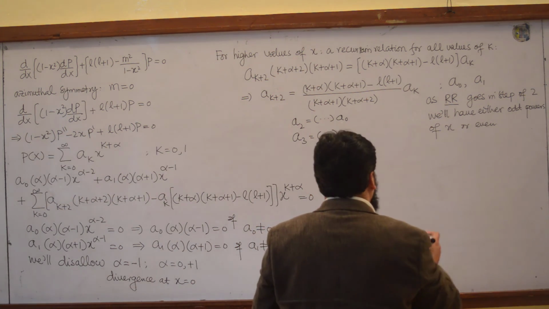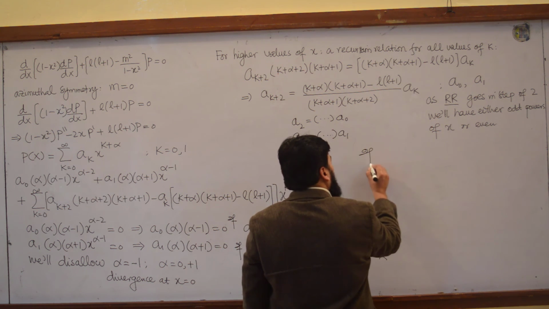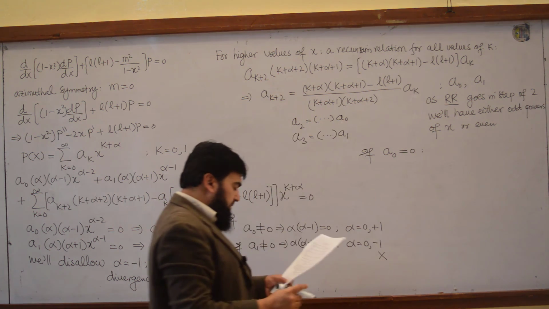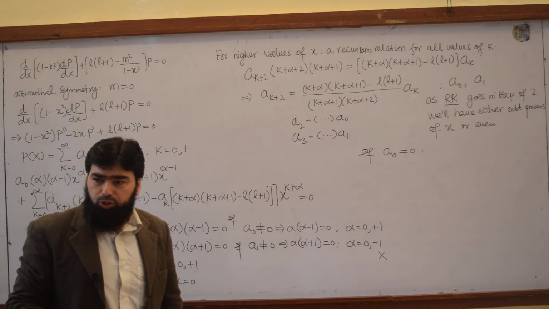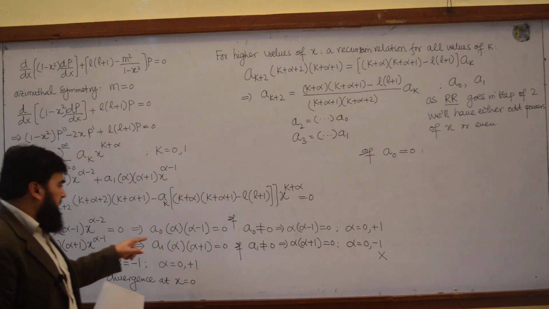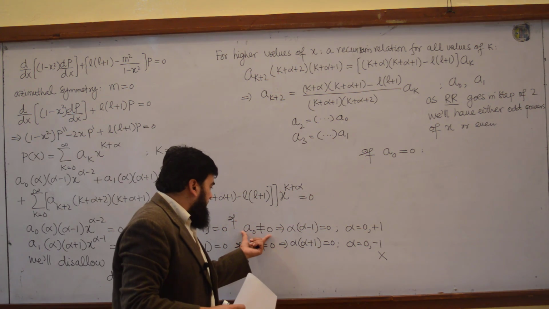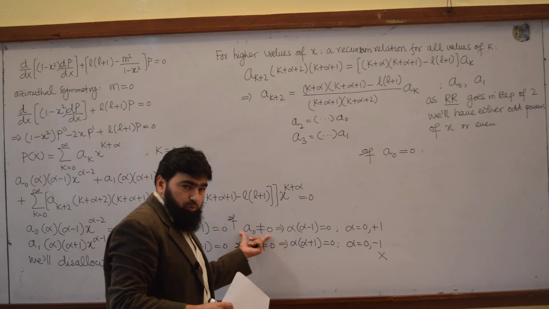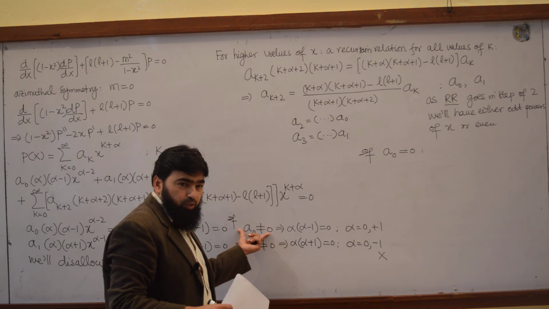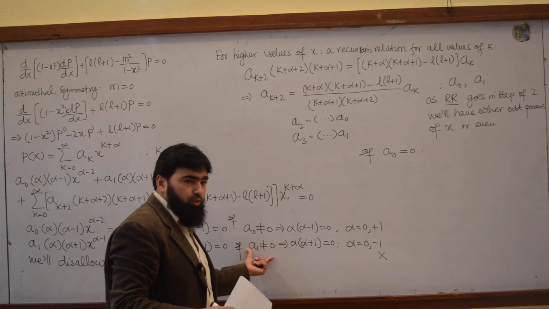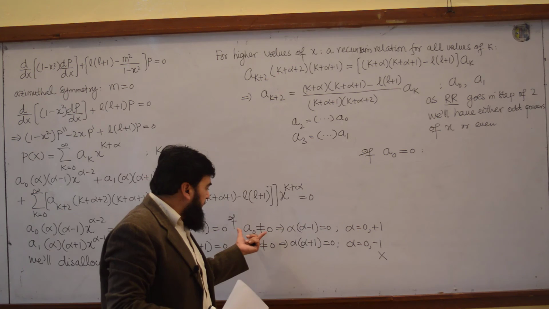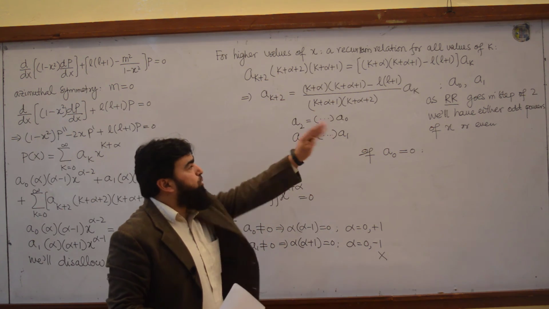Now let's say a0 is equal to 0, where we were having the supposition that a0 is non-zero. Now if a0 is 0, then should a1 be 0 or non-zero? It should be non-zero. Otherwise, if you say a0 is 0 as well as a1 is 0, then your whole thing goes to 0.